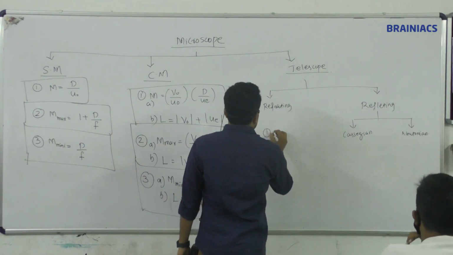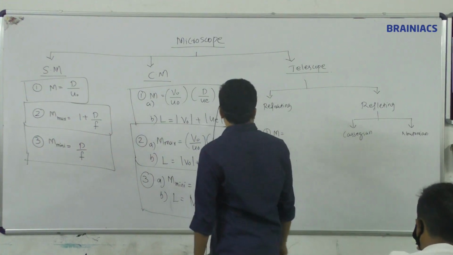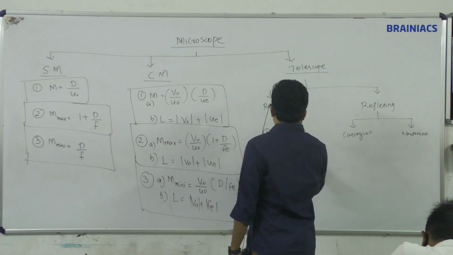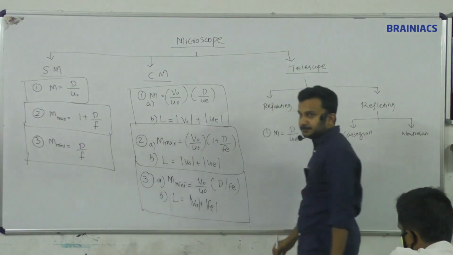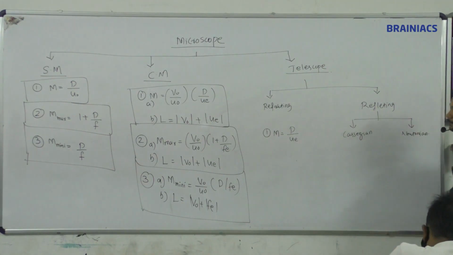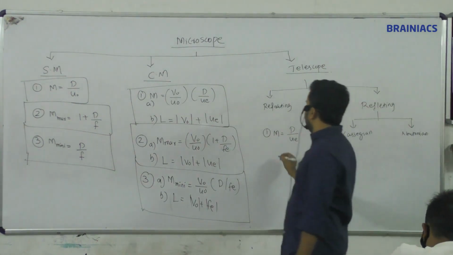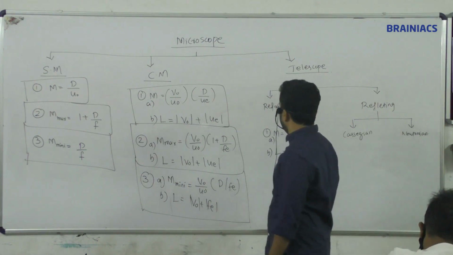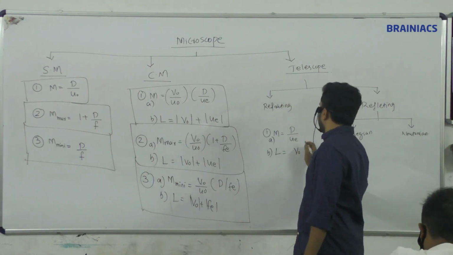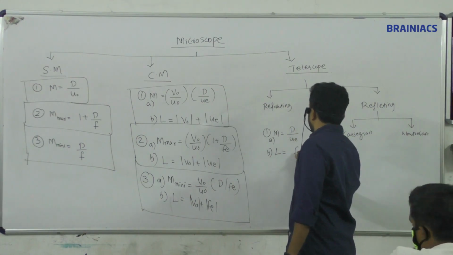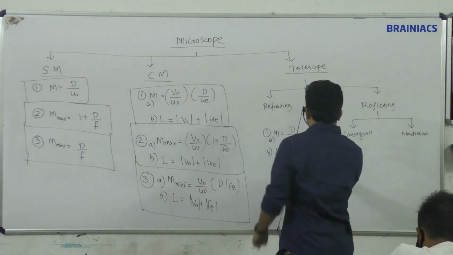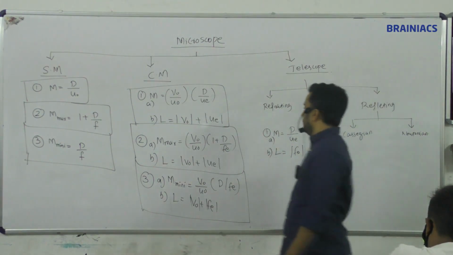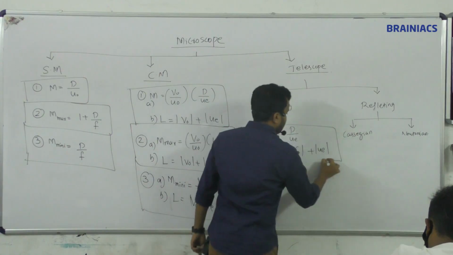Number 1, magnification M equals f0 by fe. Correct? Then the length of part A and part B. Look into your notebook. Length means what? Instead of V naught, the formula uses F naught plus fe, and that is what will come. Okay? First part is over.